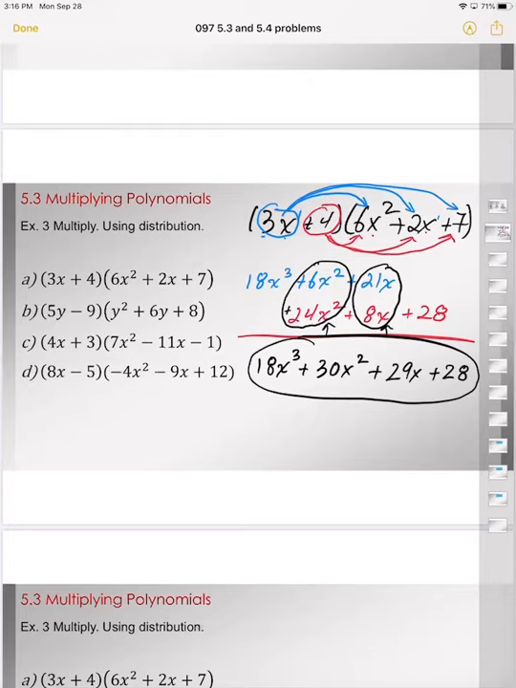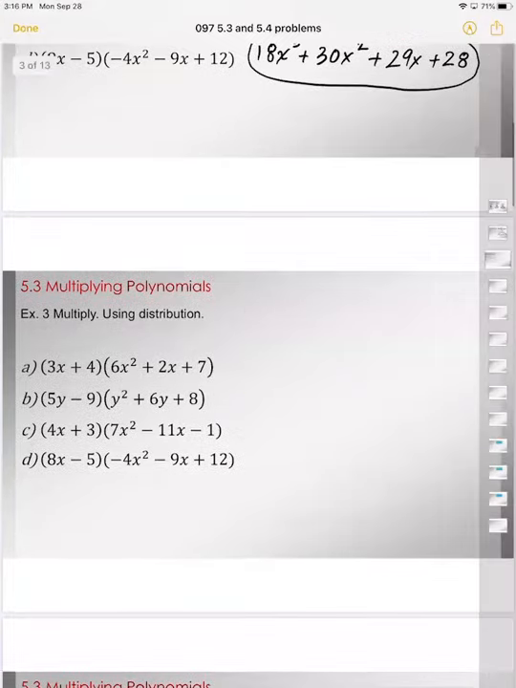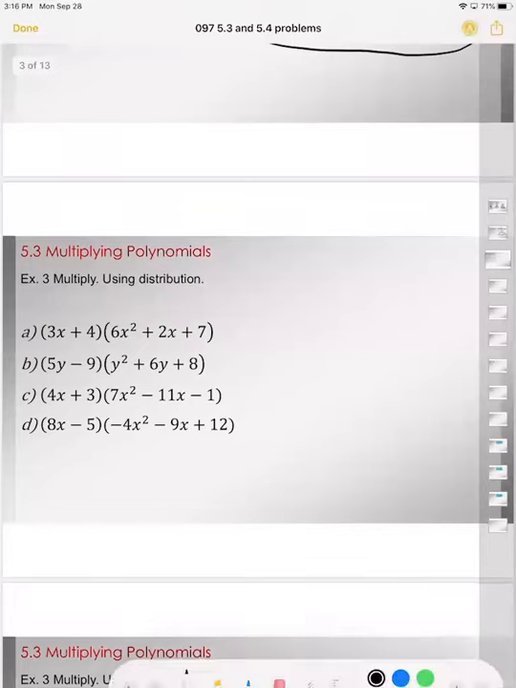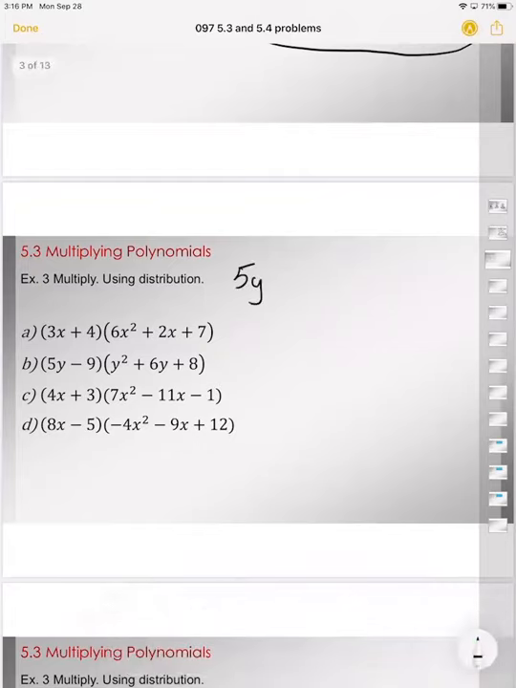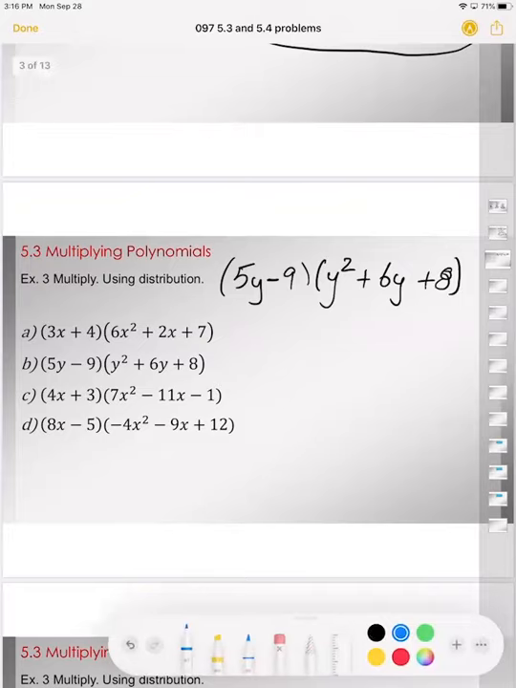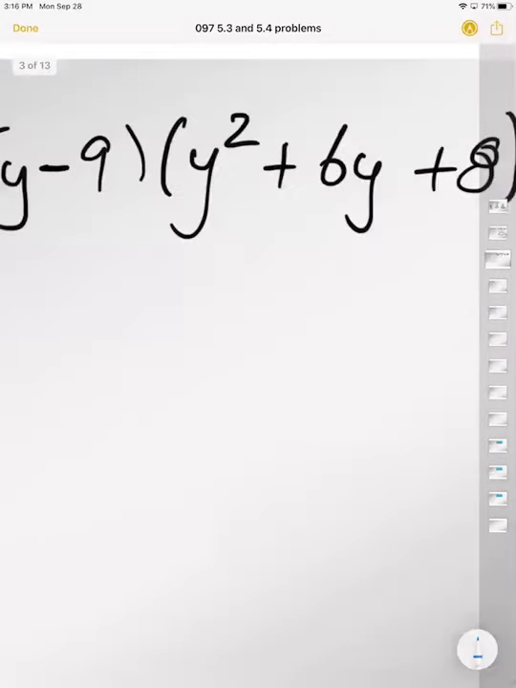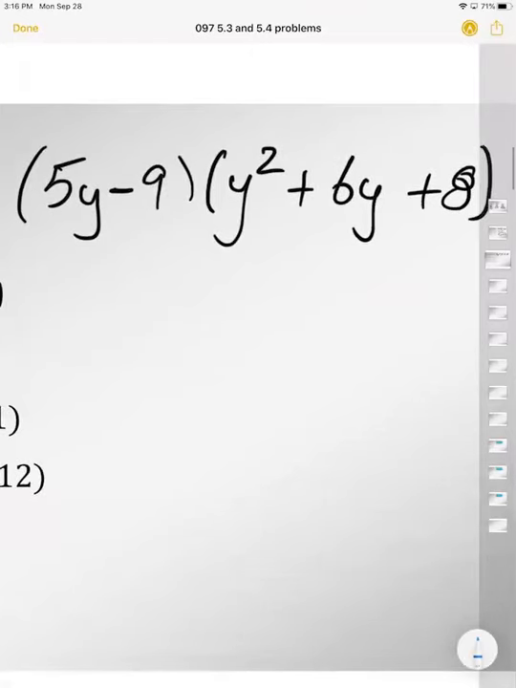Let's do B, and then we see if you guys have any question here. So if we do B, you can see that we have 5y. Don't worry about the y or the x, right? It's just a different letter. The concept is the same. 5y minus 9 times y squared plus 6y plus 8. If you look at this item here, hopefully you see that it's nothing different, nothing unique. And reminder, if there's no number in front of the y, it's assumed to have an imaginary 1 there.